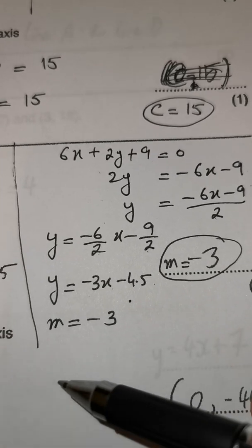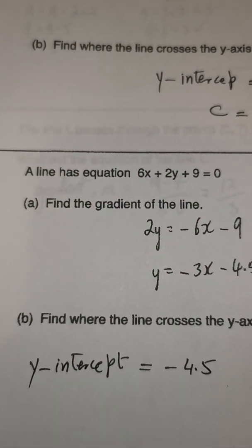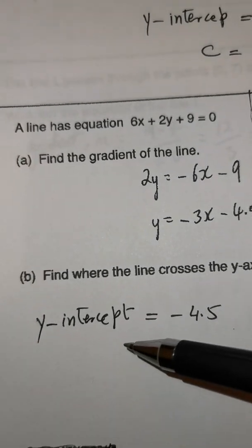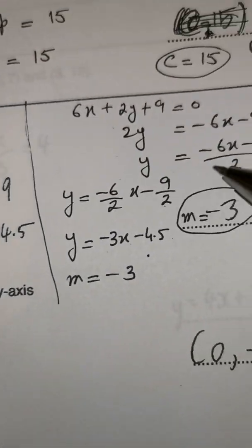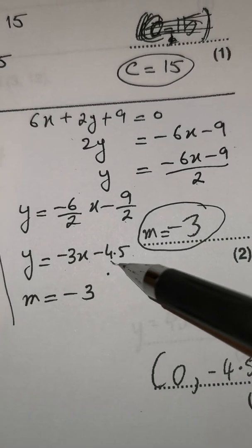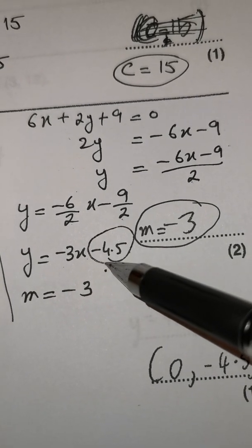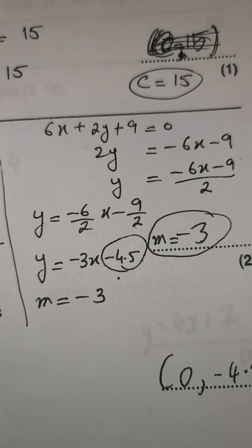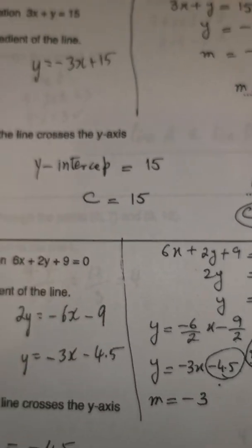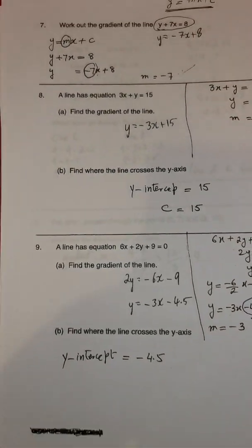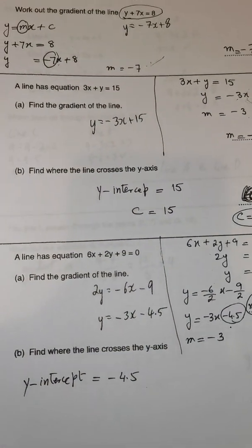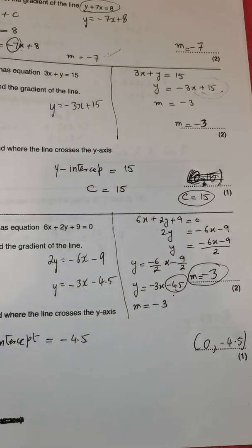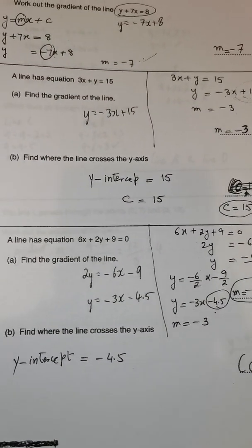And if he is asking you to find where the line crosses the y-axis, crossing the y-axis means you have to find the y-intercept, and the y-intercept will be the value of c, which is -4.5. So this is how you can find all these things, and they can give you this question for 2 marks, right? Hopefully you can get it.